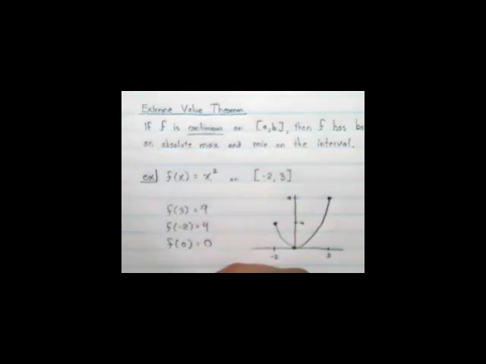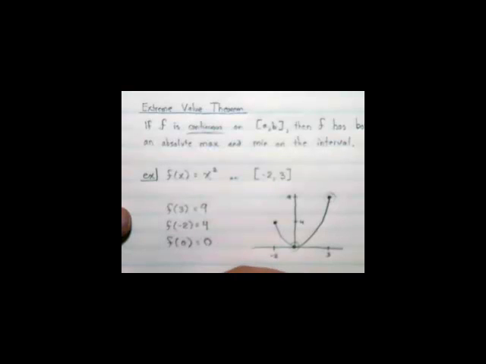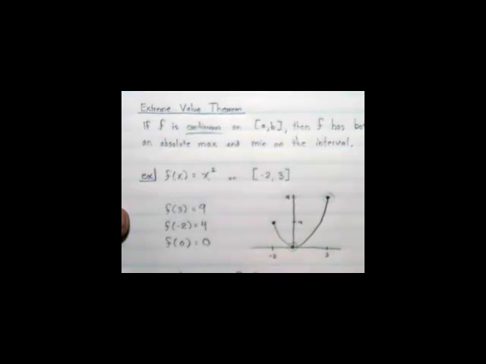So you can see here's the highest point, here's the lowest point. So it makes it a little bit more obvious. But yeah, you can get it from this information over here. So our absolute max is 9. And that's when x is equal to 3. And our absolute min is 0. And that's when x is 0.